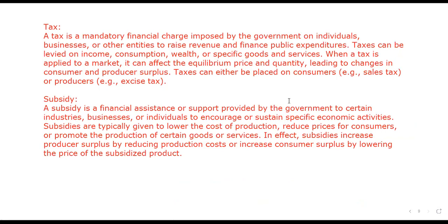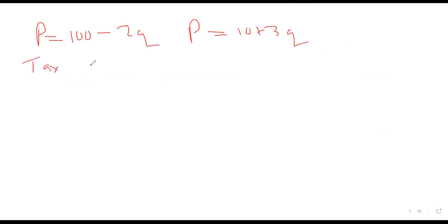economic activities. So these are always given to lower the cost of production and subsequently the cost of living. With that being said, suppose we have the same equations we had. The price was given by 100 minus 2Q, and the supply is given by 10 plus 3Q. And we are told that a tax is imposed on the consumer of 10 kwacha. What is the new equilibrium?